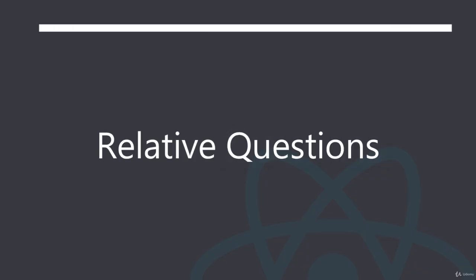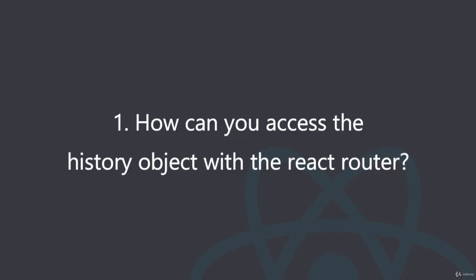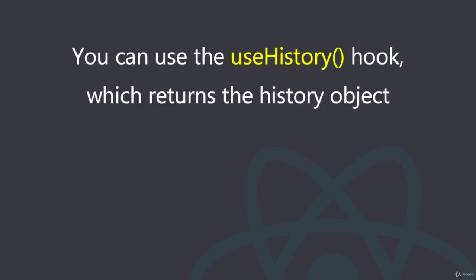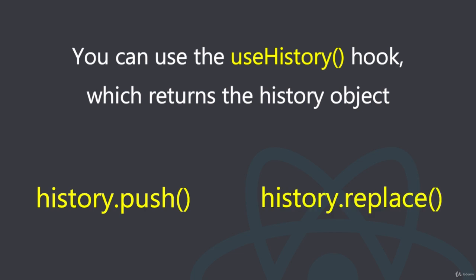Now let's talk about a few related questions. The first question is, how can you access the history object with the React router? Of course, you use the useHistory hook which returns the history object, and that has various values which we discussed. You can certainly answer those. Like push, we have the replace method. Replace I'm going to discuss in the next question though.